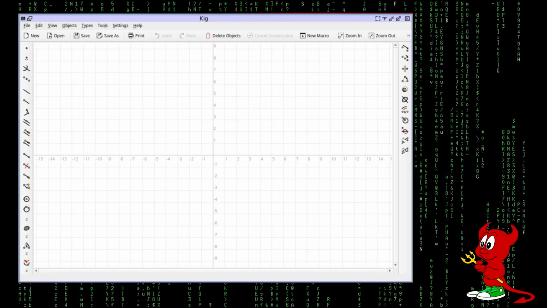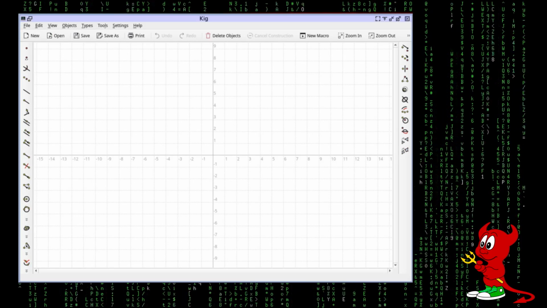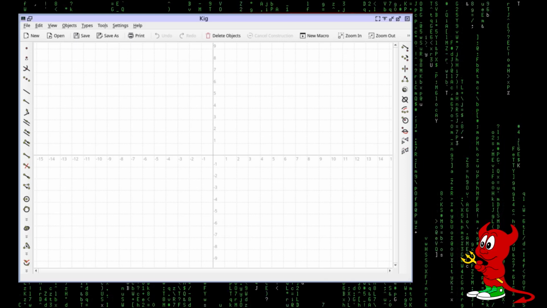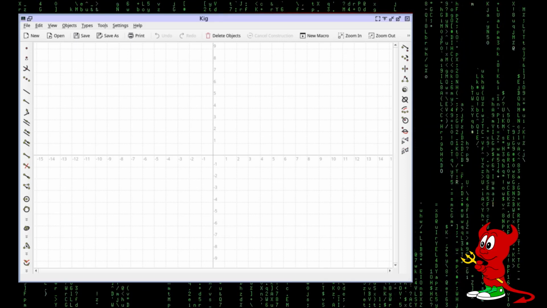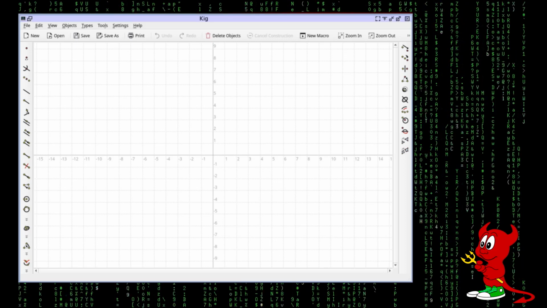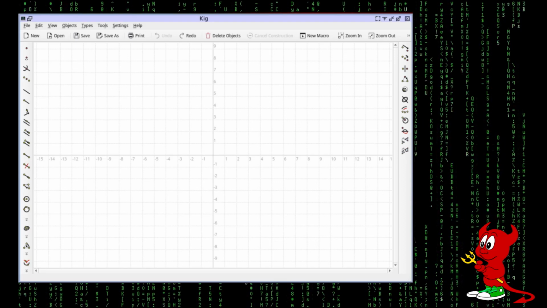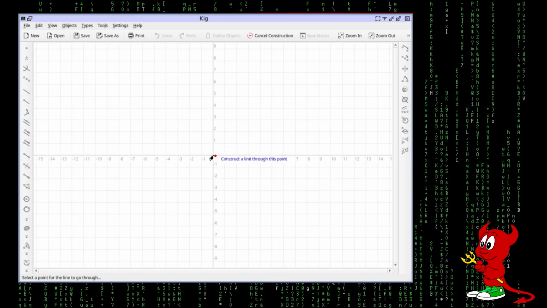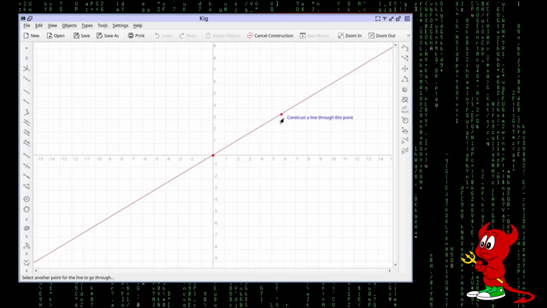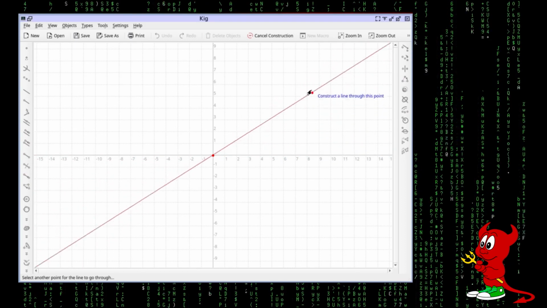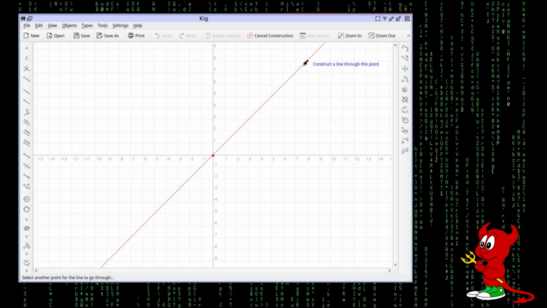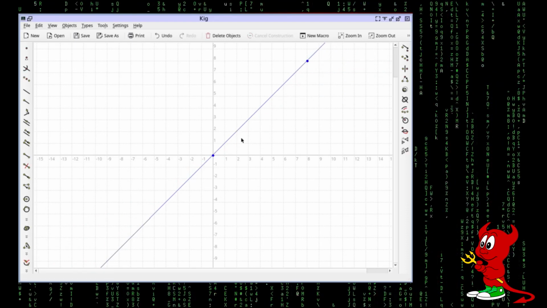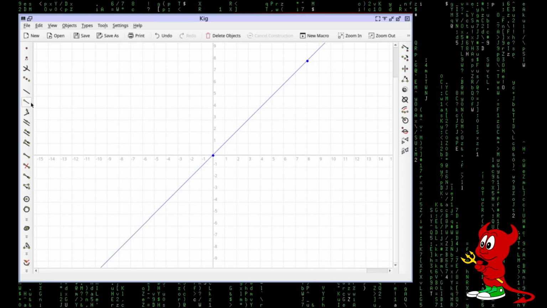Other real nice software is called KIG. Again, this is from the KDE educational series of software. Here we can do lots of experiments with geometry. So let's do a small experiment. Here I select a line to go through the origin, and let's put from 8 to 8. So this should be a straight line at 45 degrees.